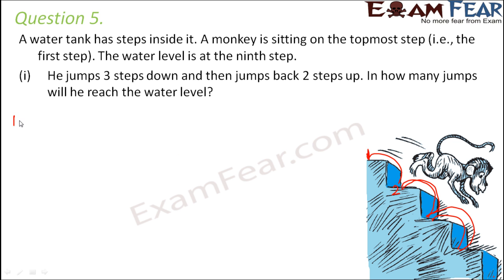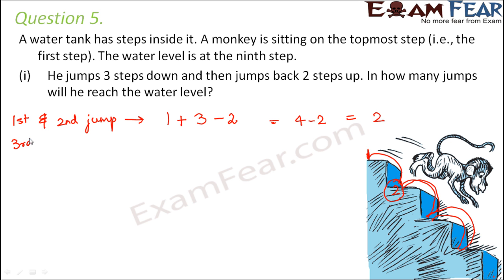So what happens after the first and second jump? Now in the first jump, he starts from step 1 and goes 3 steps down. And in the second jump, he comes back 2 steps. So coming back will always be negative and going forward will be positive. So he takes plus 3 steps and minus 2 steps. So basically this is 4 minus 2, which is equal to 2. So after the first and second jump, the monkey is at step number 2, as I discussed just now.